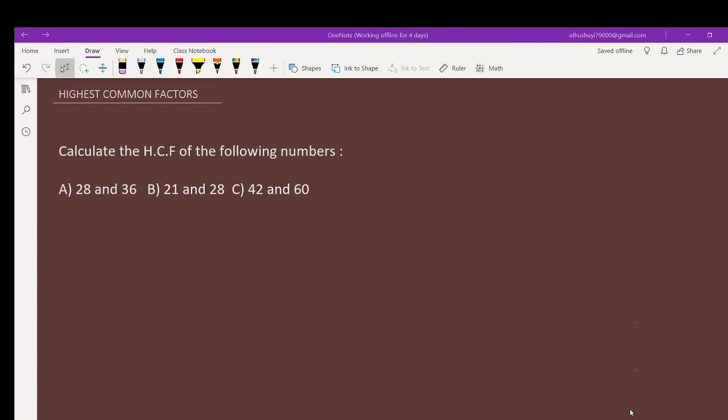So today we start from where we stopped on prime products, the representation of numbers as a product of their prime factors. This will lead us into calculating the H.C.F, or the highest common factor, of numbers.